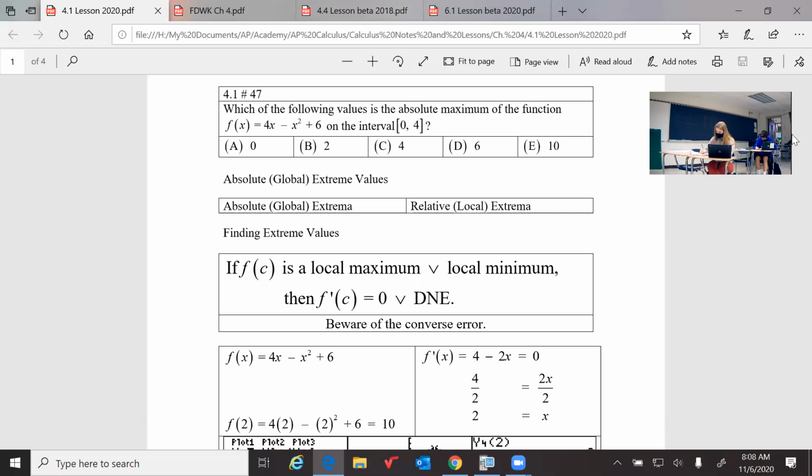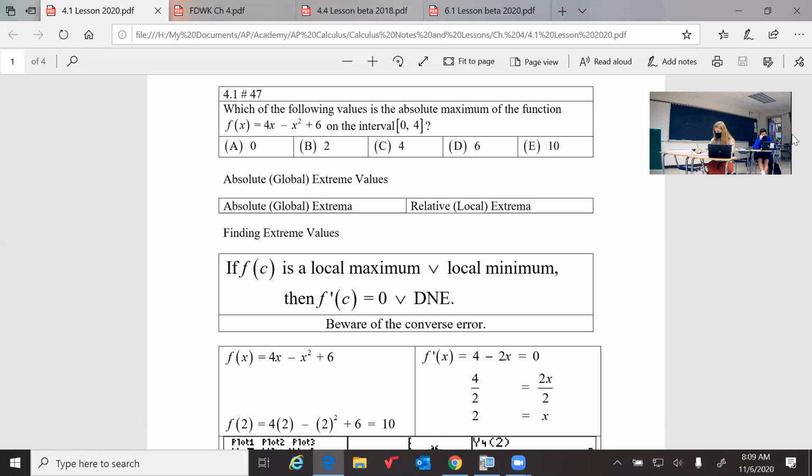Okay? However, you have to be aware of the converse error. You cannot take what's in front of the if and what's in front of the then and exchange them. If the derivative at c equals 0 or fails to exist, then it's a local max or local min. False. We don't do logic anymore in pre-calc. We used to. You cannot take what's in front of the if, in front of the then, and switch them.